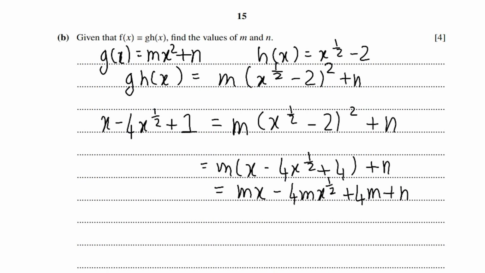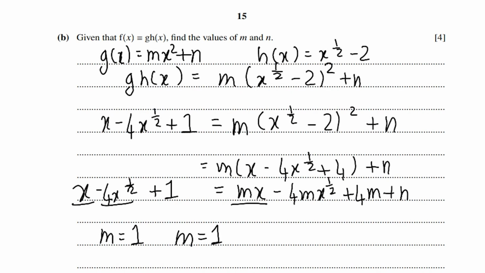Now we have to equate this to x minus 4 x raised to the power 1 upon 2 plus 1. We can compare the coefficients. If we compare this x with mx, we can easily realize that the value of m must be 1. Then if we compare minus 4x raised to the power 1 upon 2 with minus 4mx raised to the power 1 upon 2, we also come out to the answer that m is equal to 1.